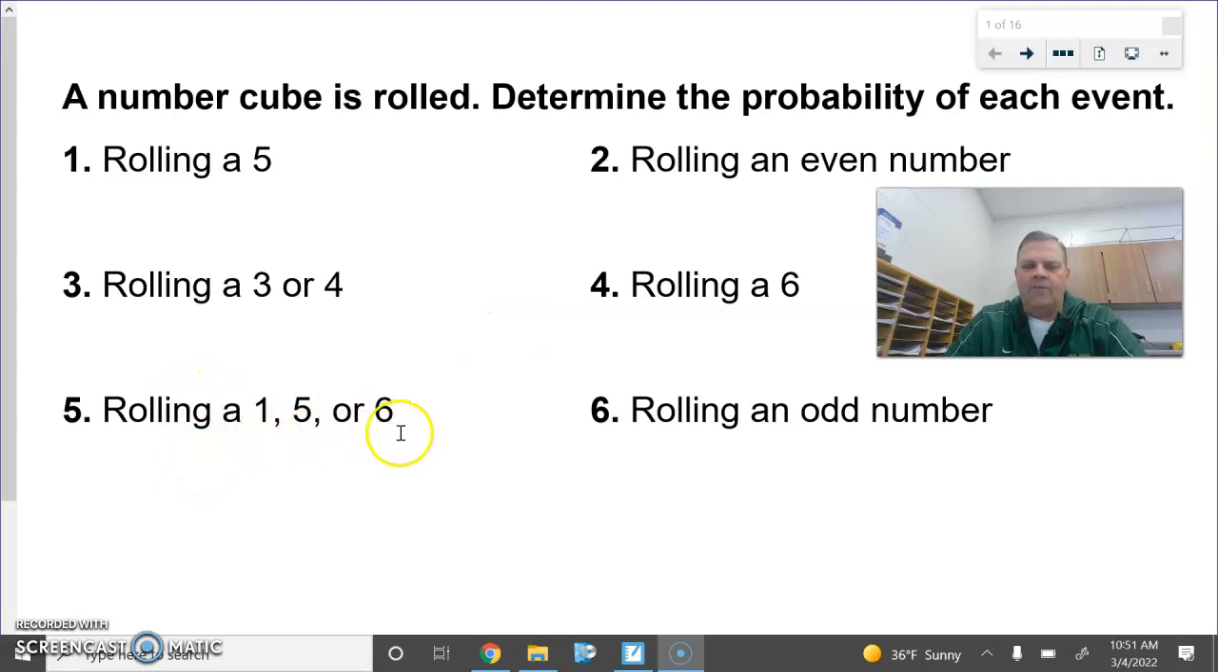Rolling a 1, 5, or 6 will give me 3 out of 6, which simplifies to 1/2 again. And then rolling an odd number, it's the opposite of an even number, so we got 1, 3, and 5, 3 out of 6, which is simplified to 1/2.